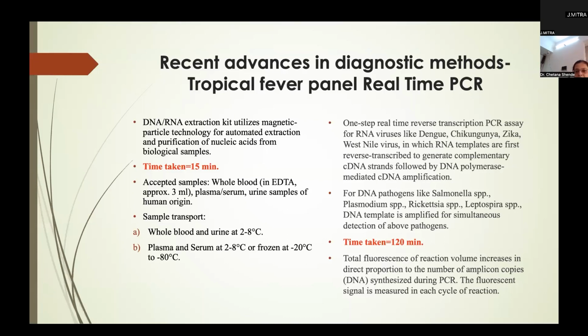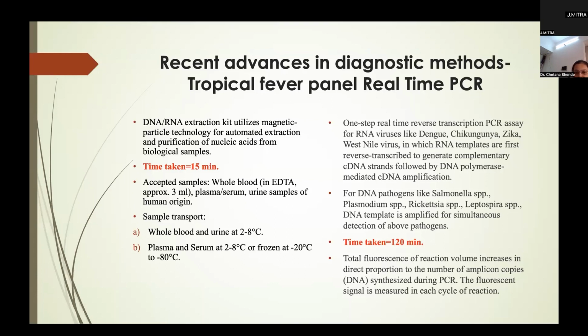And after the extraction, the real-time PCR is subjected to the eluate. For RNA viruses, the first step will be reverse transcription, and for the DNA pathogens like bacterial pathogens, the DNA is amplified for simultaneous detection of the above pathogens. So the time taken for the PCR is 120 minutes.